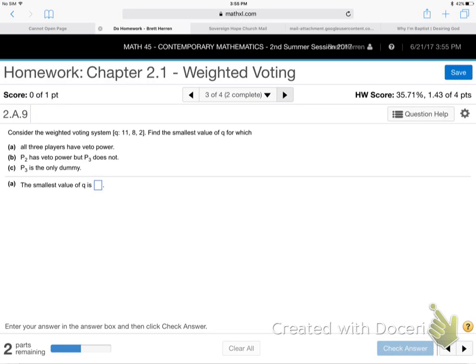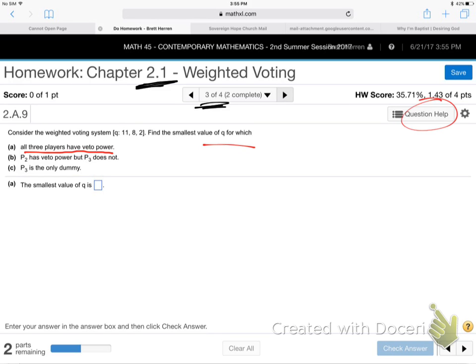So here we go. Question 3. This is 2.1, Question 3. So I'm going back to question 3 here. I didn't do this. It says, find the smallest value of Q for which all 3 players have veto power. This is a hard question, and we're running out of time quickly. So how do you do this kind of weird question?